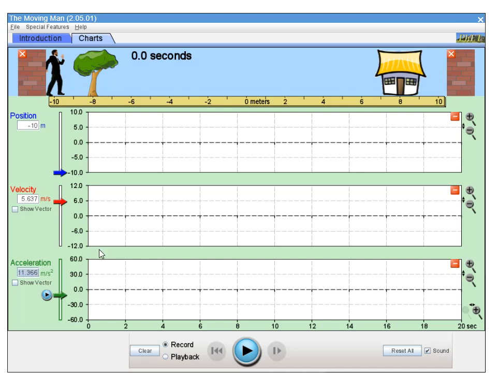Let me type in the numbers here. So -1 for his acceleration, +6 for his velocity, and position -10, and see what this looks like. He should be accelerating to the left. He starts out moving to the right, and so we'll get an upside down U shape for his position, and the velocity will continue straight downward.